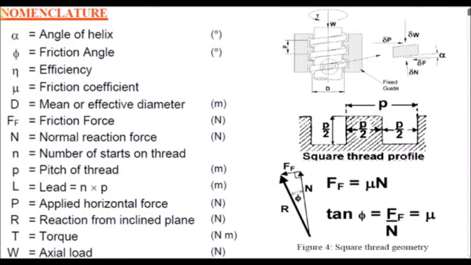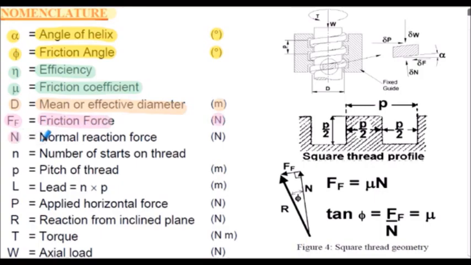Here's a listing of the full nomenclature used within this presentation, some of which we've already mentioned. Angle alpha is the angle of the helix, that'll be in degrees. Angle phi is the friction angle, again in degrees. Symbol eta is used for efficiency of the screw thread, it's dimensionless. And symbol mu is the coefficient of friction, and again that will be dimensionless. Capital D will be the mean or the effective diameter of the screw thread in meters or sometimes millimeters. Subscript F, F_F, is the friction force in newtons.